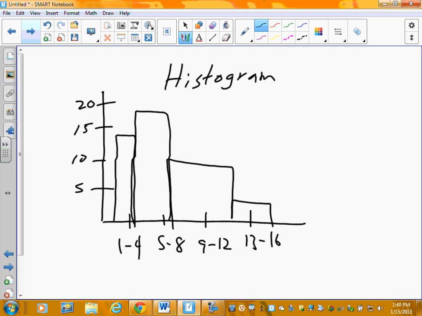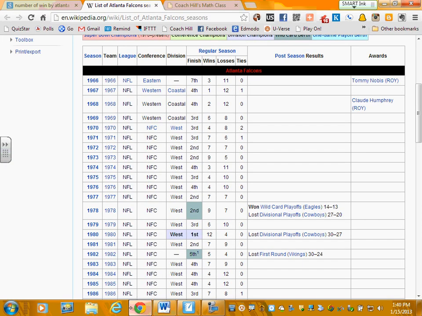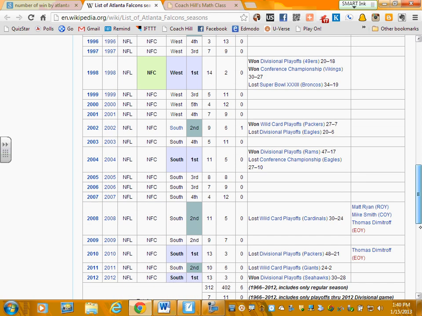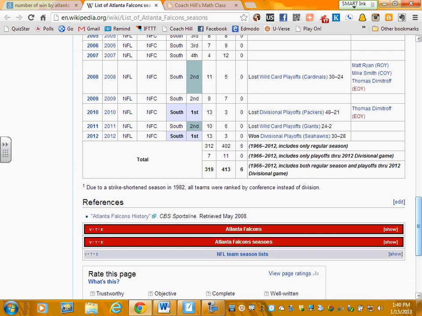So again, looking at this situation, I can see that most of the time they have an 8-win season or below. And when I look at the actual data, I see 3, 12, and 4. They've lost more games than they've won over their history. So that's why that's like that.